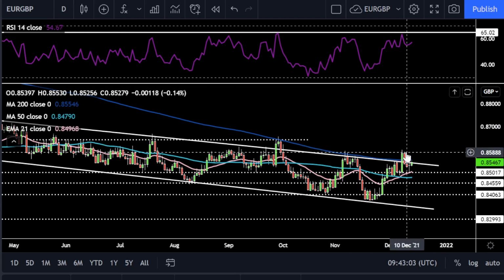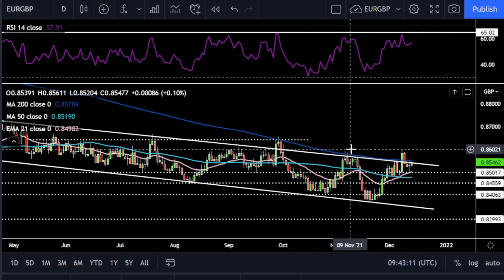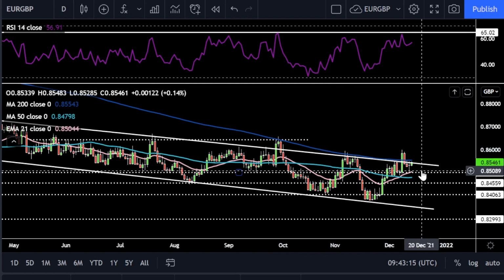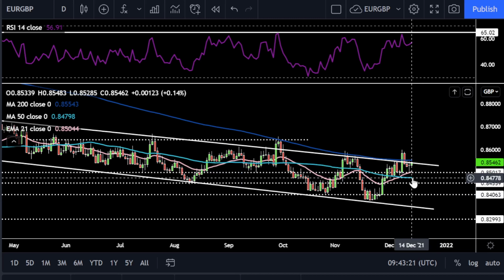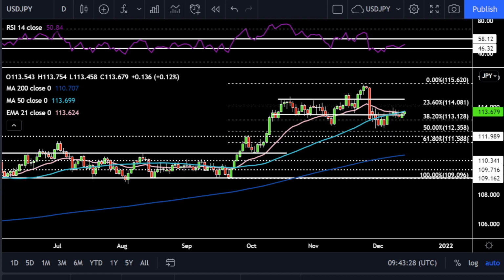Targets wise, I would look towards basically this 0.8588 area. We can see price with candles there. Also, there's a bit of resistance around there, just shy of that 0.86 level. On the downside, we've got the 0.85 round number, which coincides with the 21-day exponential moving average, and just below there, we've got the 50-day at around 0.848. So those would be my targets on the downside.